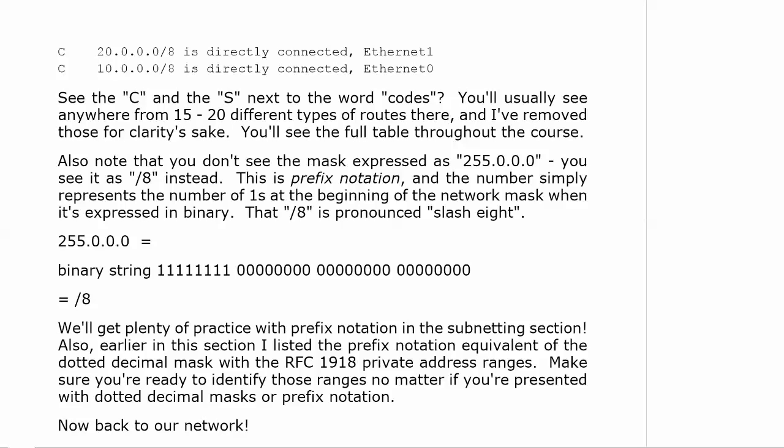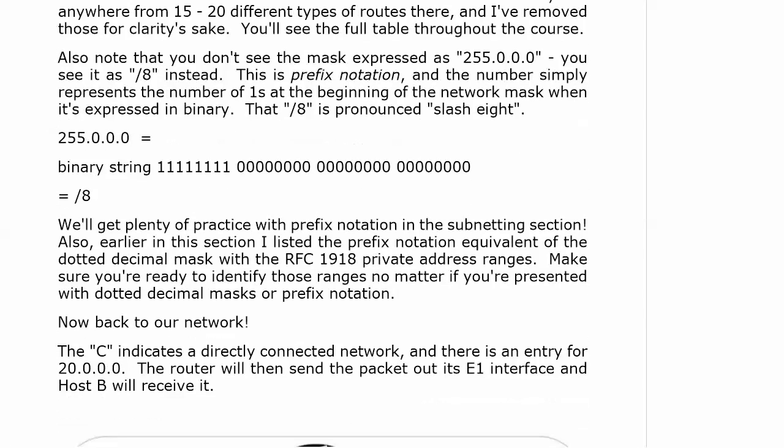And boy, you're really going to love it when you're at meetings and you don't have to say, and then we're going to use a mask of 255, 255, 255, 240. You can just say slash whatever, and you're good to go. Now, here's the binary string for 255.0.0.0.